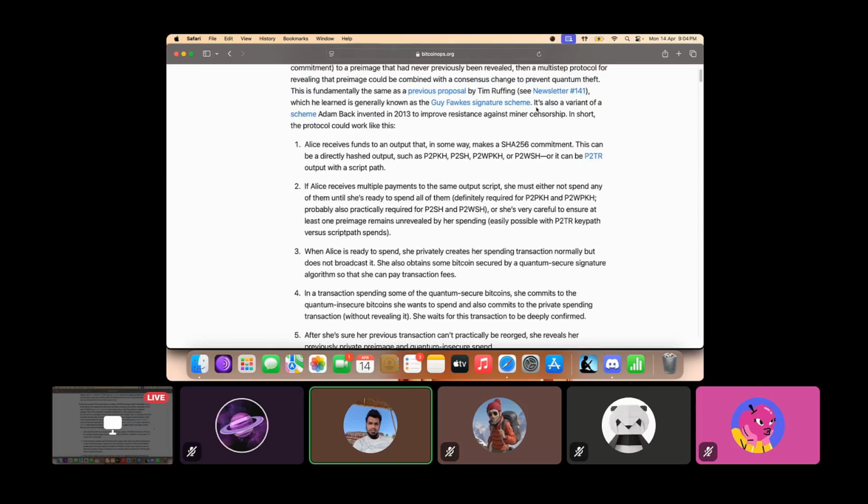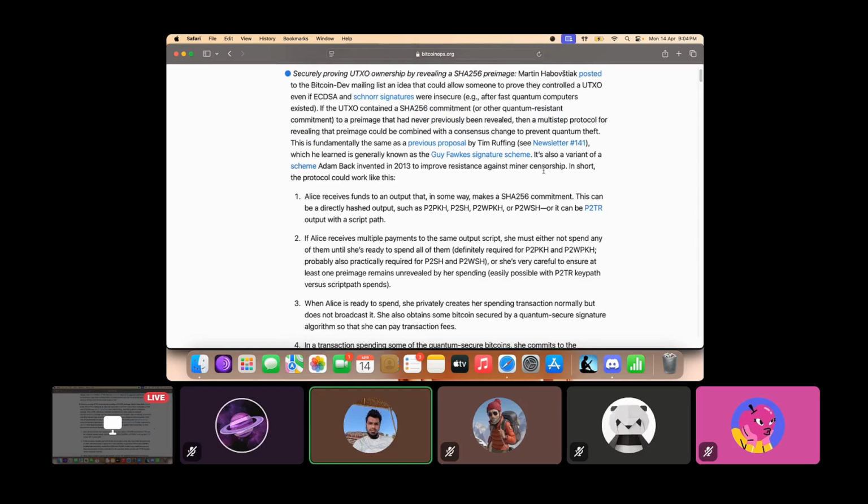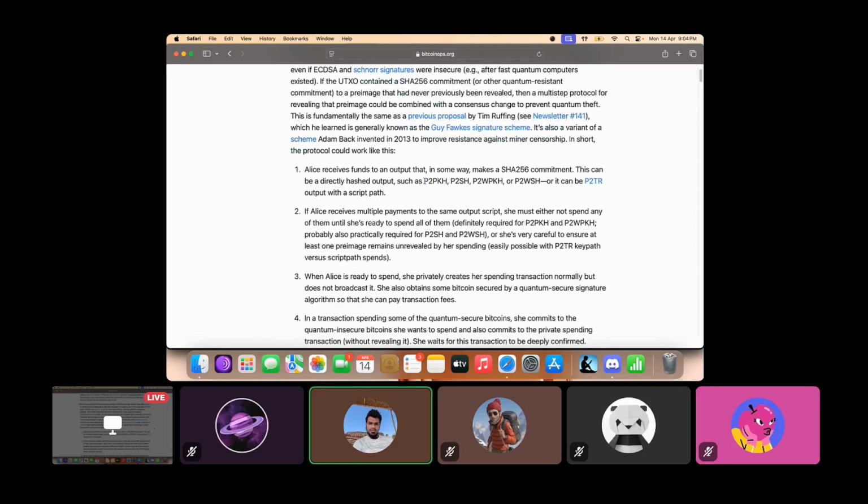So this is a proposal made by this developer. What's the name? Martin Habovštiak. I'm sorry if I'm not able to pronounce the last name properly, but that is a proposal. So you don't have to necessarily upgrade to a quantum resistant address, right? You can spend your coin associated with these addresses.